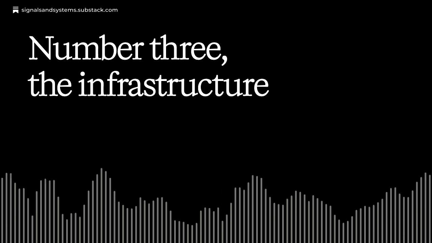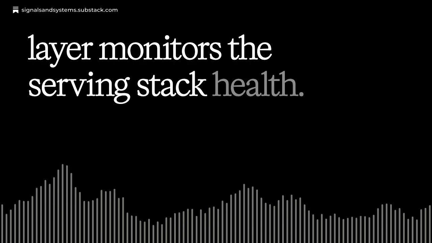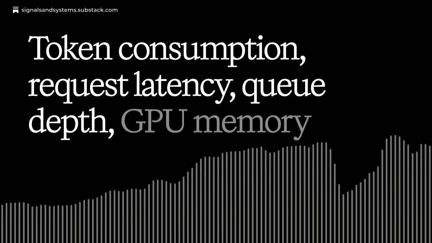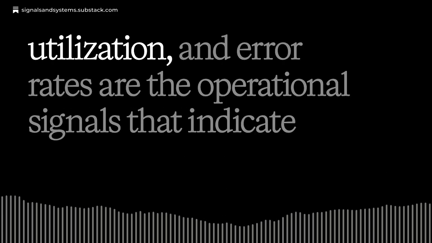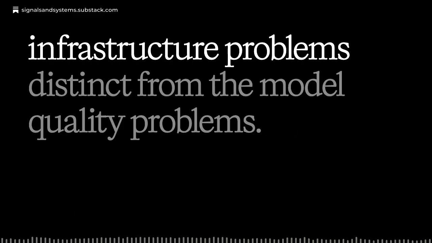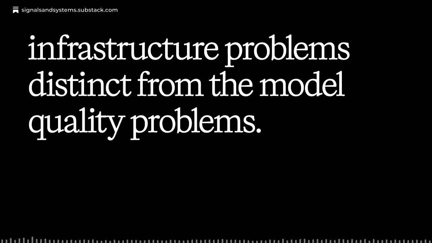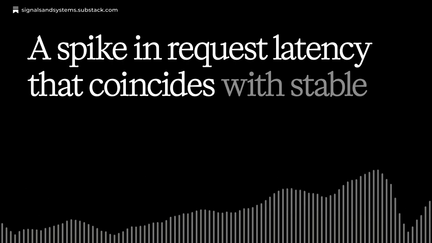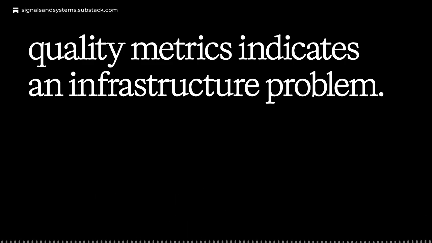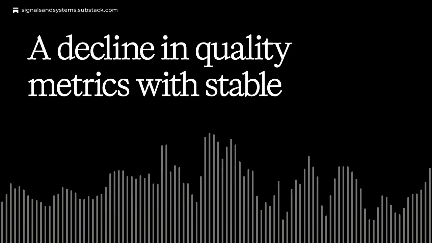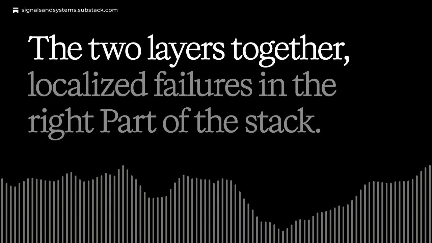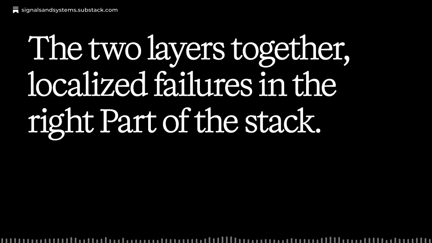Number 3. The infrastructure layer monitors the serving stack health. Token consumption, request latency, queue depth, GPU memory utilization, and error rates are the operational signals that indicate infrastructure problems distinct from the model quality problems. A spike in request latency that coincides with stable quality metrics indicates an infrastructure problem. A decline in quality metrics with stable latency indicates a model or data problem. The 2 layers together localize failures in the right part of the stack.